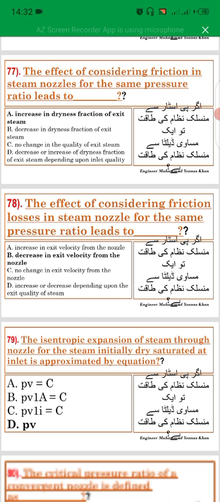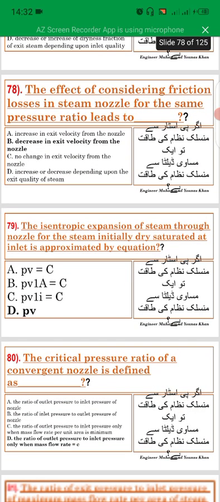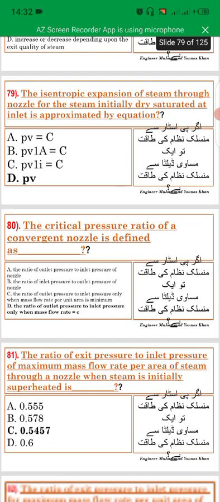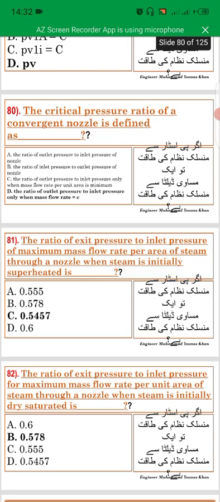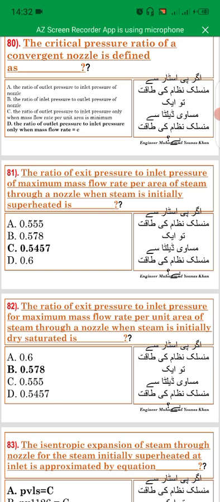The effect of considering friction in steam nozzles for the same pressure ratio leads to increase in dryness fraction of exit steam. This effect of considering friction losses in steam nozzle for the same pressure ratio leads to decrease in exit velocity from the nozzle. The isentropic expansion of steam through the nozzle for the steam initially dry saturated at inlet is approximated by equation PV^n = C. The critical pressure ratio of a convergent nozzle is defined as the ratio of outlet pressure to inlet pressure only when mass flow rate is equal to maximum.